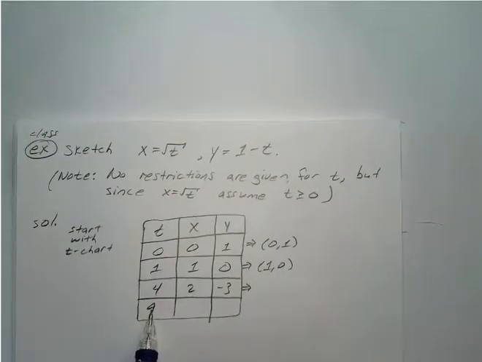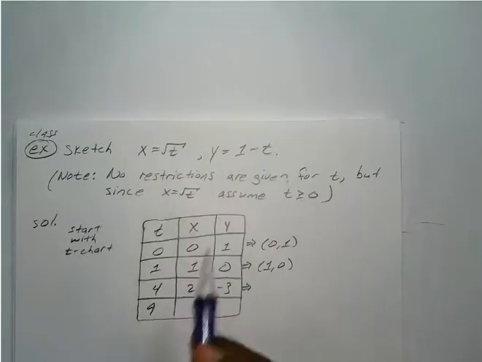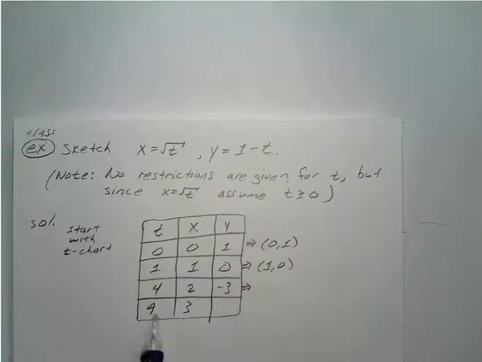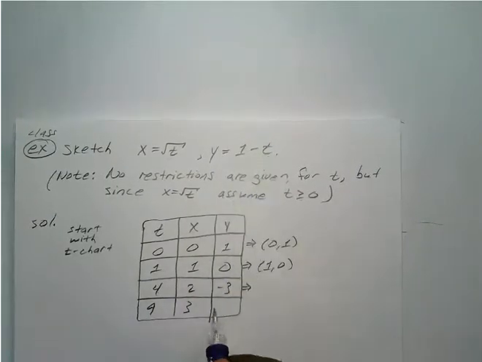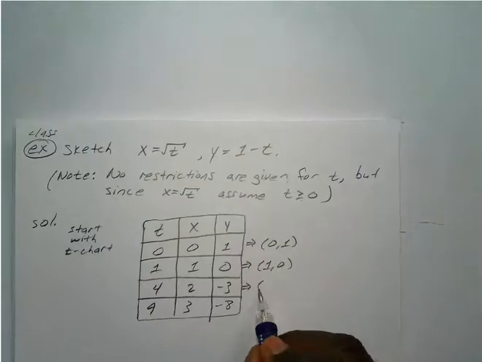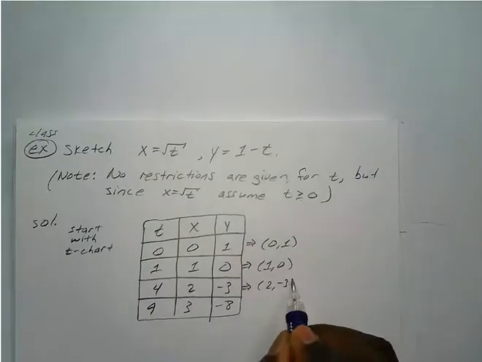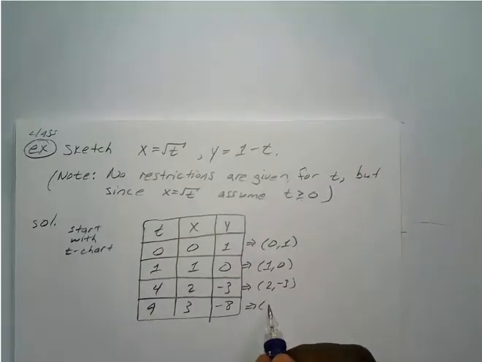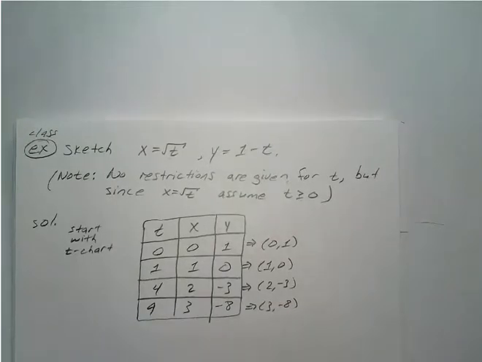Okay, same thing here with 9. Square root of 9 is 3. 1 minus 9 is negative 8. So we have our ordered pairs of (2, negative 3) and (3, negative 8). Okay, so we have all the ordered pairs that we need in order to graph this parametric curve.